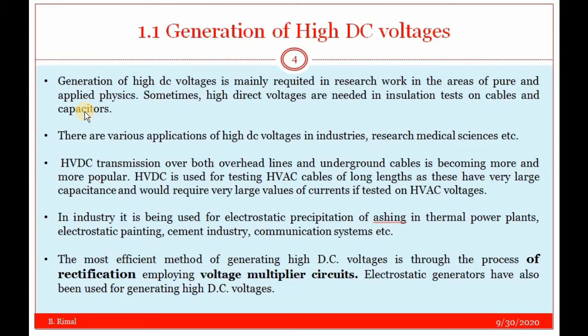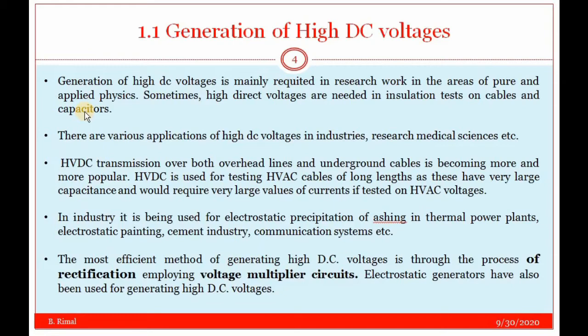Similarly, in power systems and power system apparatus, high voltage DC tests are carried out as type tests or routine tests. For example, in high voltage AC cables, high voltage DC is used for testing. It is used to test the performance of high voltage AC cables. We will discuss high voltage AC cable testing in the testing chapter.